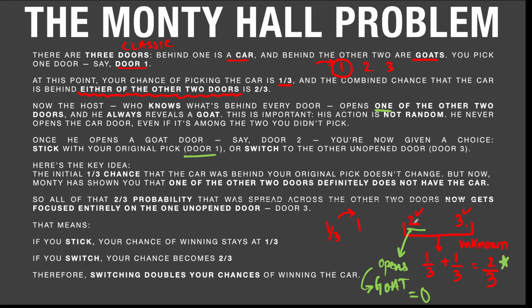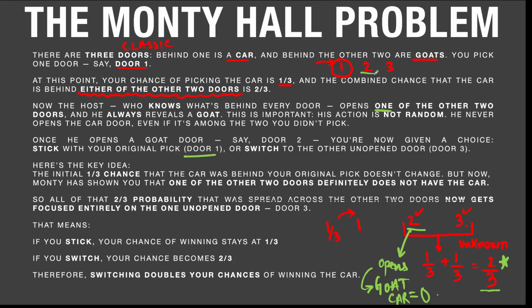When you have two doors which were unknown, the combined probability of finding a car came out to be 2 by 3. Once the second door was opened, and the outcome was not favorable, and there was a goat behind it, the probability of finding a car behind that particular door goes to 0. Okay, the probability of finding a car in door number 2 goes down to 0, but the combined probability is still 2 by 3.